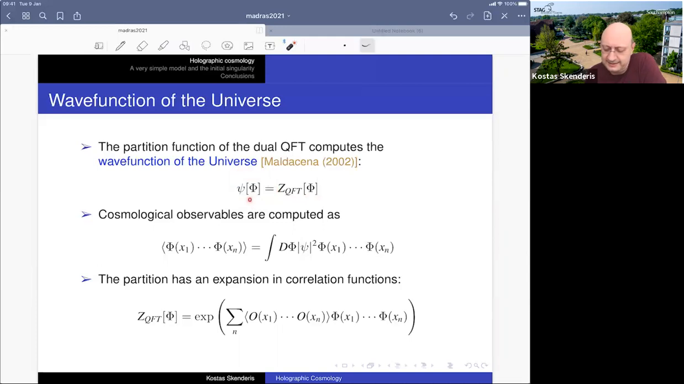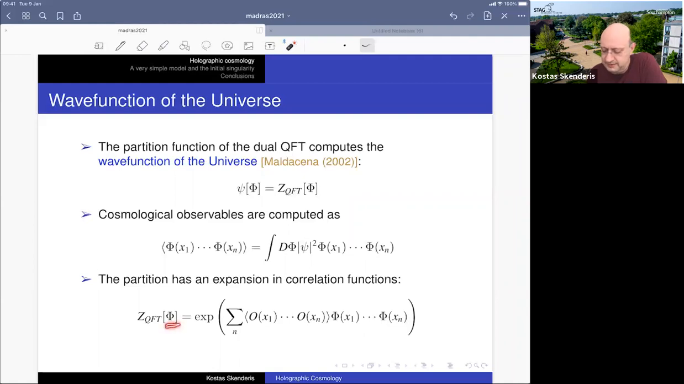And then if you want to compute cosmological observables, then as usual in quantum mechanics, we square the wave function, and then we multiply with the operators that compute the inner product. Now, for quantum field theories, of course, the partition function can be expressed in terms of correlation functions of the theory.